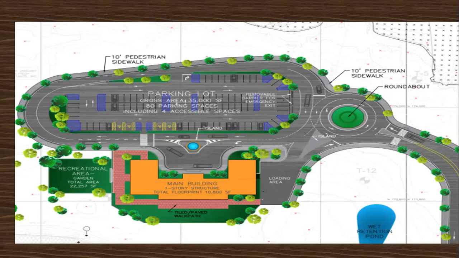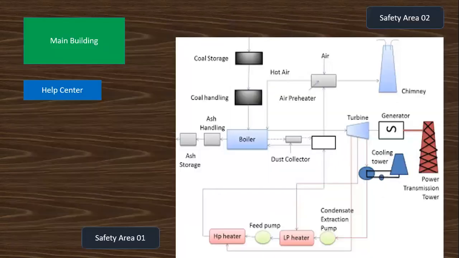So from the layout, what kind of information you have to derive, what kind of items you have to develop. And some layouts are like this. Here there is a main building construction, there is a help center, there is a safety area, then another safety area, and there is one plant installation. I have just attached one layout over here. These are just layouts which will give you an idea of what you are going to construct.